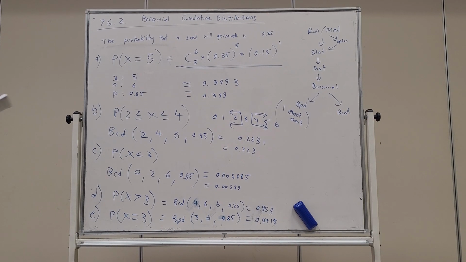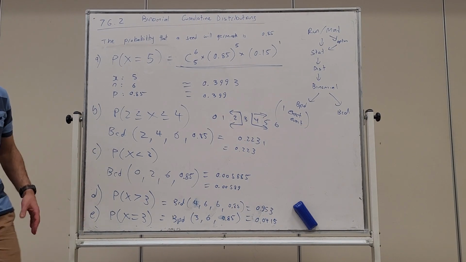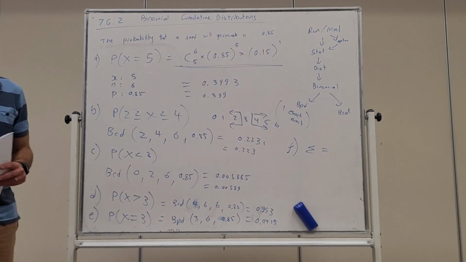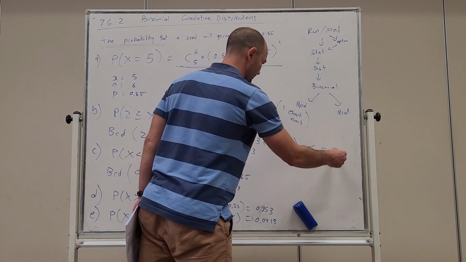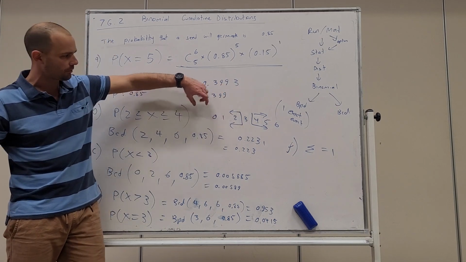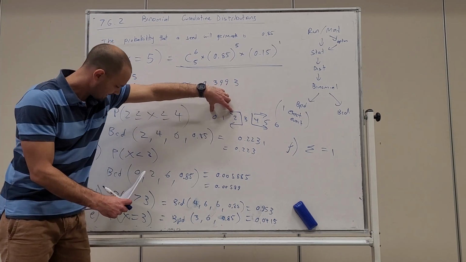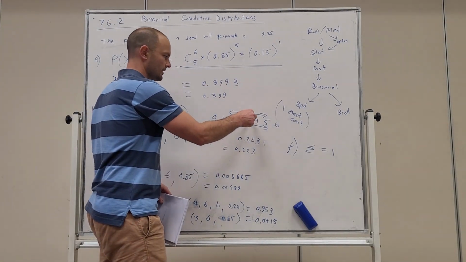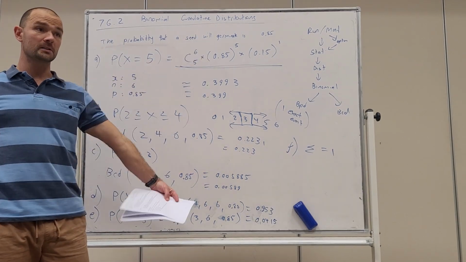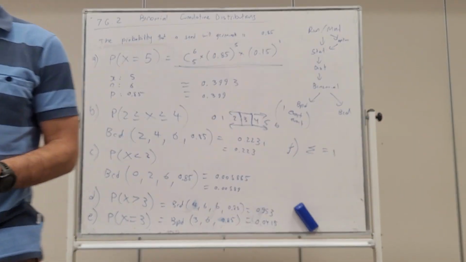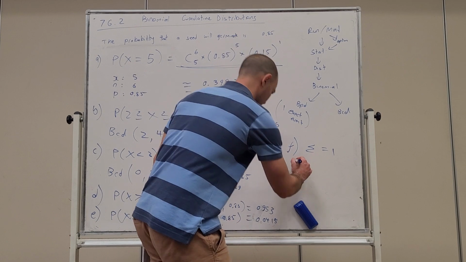What is the significance of the sum of your answers to part C, D, and E? Who wants to guess? Equals 1. Excellent. Let's explain why. In part C, we said the probability of being less than 3, that's these events. In part D, we said more than 3, that's these events. And in part E, we said this event. When we add the probability of all possible events together, it will always be 1. So the significance is that all probable events sum to 1.